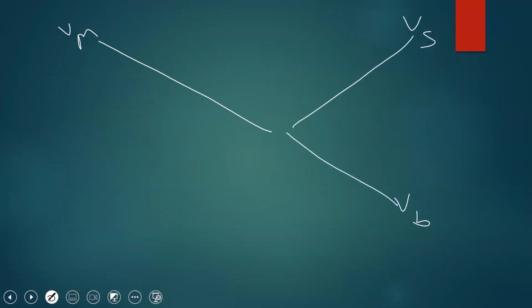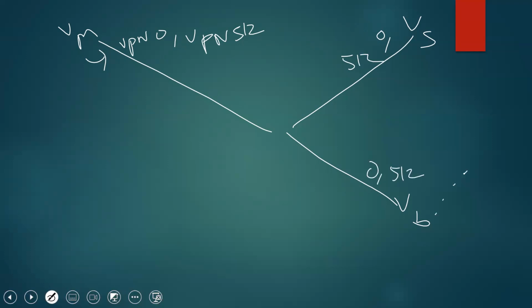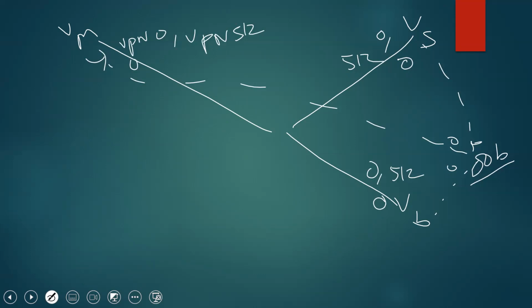So we have vManage, we have vSmart, and we have vBond. Okay. So what we have done, we have defined the VPN 0. These are the WAN facing interfaces, and VPN 512 everywhere, 0 and 512. 512 is nothing but out of band management IP. These are the VPN 0, and this is nothing but your VPN 0. So VPN or VRF, both are the same thing, right? So now you have to go inside the VPN 0 and do the configuration.